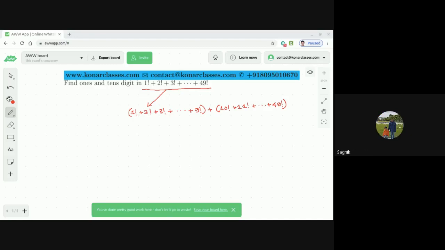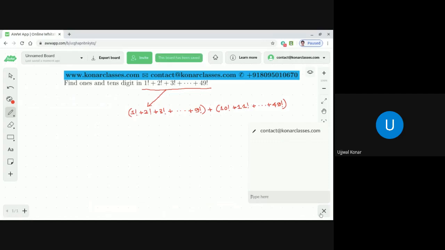So the question is: what is the ones digit and tens digit? The ones digit and tens digit only make sense if we concentrate the problem from 1 factorial till 9 factorial. The rest is not important because it will end with 0, 0. Whatever you get here will be some number, and after that you are adding something ending with 0, 0. So the ones digit and tens digit will not come from this part. All of you agree with me?